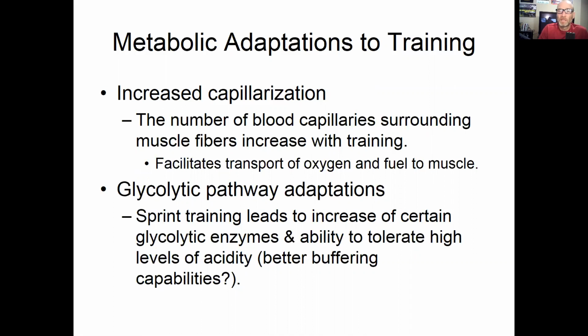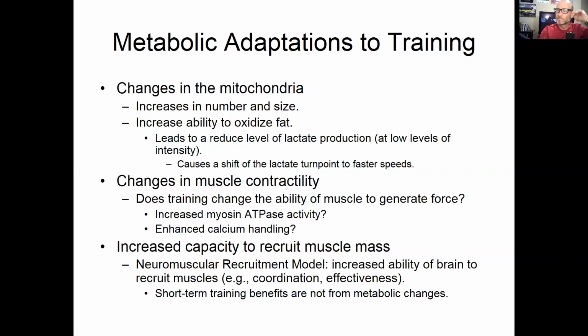Glycolytic pathway adaptations. Sprint training leads to increase of certain glycolytic enzymes and ability to tolerate high levels of acidity. Maybe it's better buffering capacity. So the enzymes being what allows the steps of taking glucose to yield ATP. Those enzymes are important. And you can have an increase in those enzymes, increase the speed and the capacity of anaerobic conversion of glucose to yield ATP.